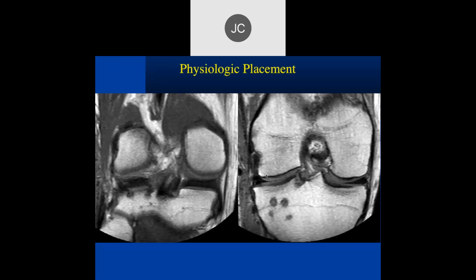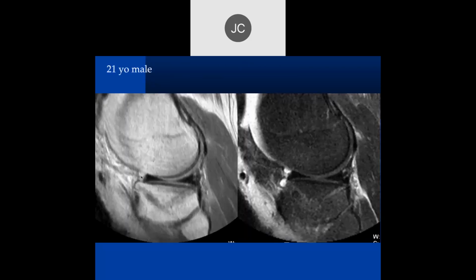So that's a good physiologic placement. It looks like it's in normal position. It's not extruding. And if we go back here, it's in normal position anteriorly. The anterior horn's not anteriorly dislocated, which was a common problem in the early days of positioning these. The graft is in good position, and it's a proper size.